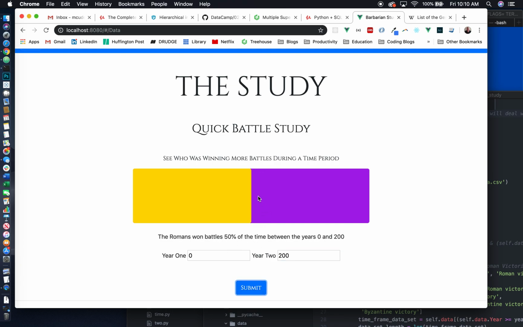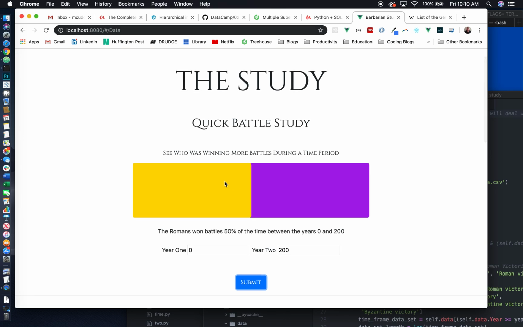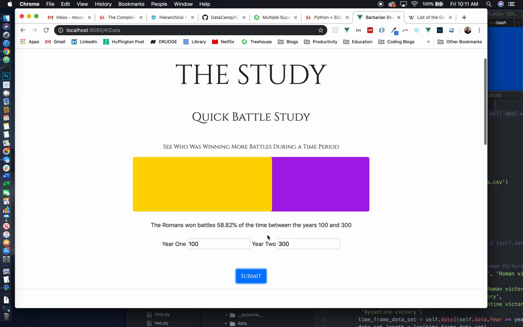What's interesting about the study is that almost every time between whatever years I tried, the Romans are winning battles about 50% of the time. So this powerful Roman Republic and Roman Empire, up against the Germanic tribes, is only winning at any given time period 50% of the time. Let's even try 100 to 300, so 100 in the Common Era to 300 in the Common Era. Here they're winning a little bit more, and that's probably the height of the empire, almost a Pax Romana, ending in, I believe, 191 in the Common Era.